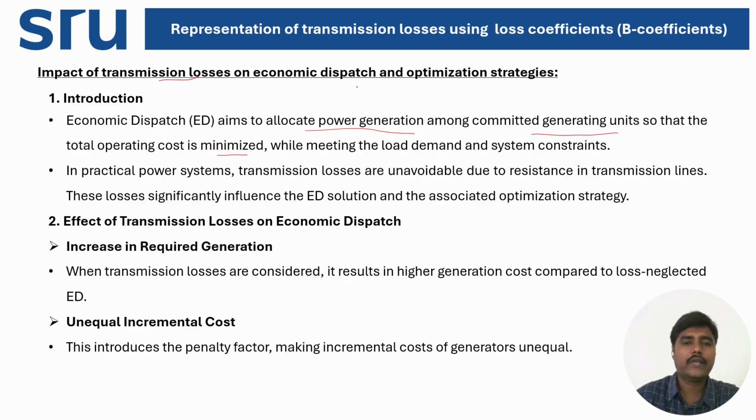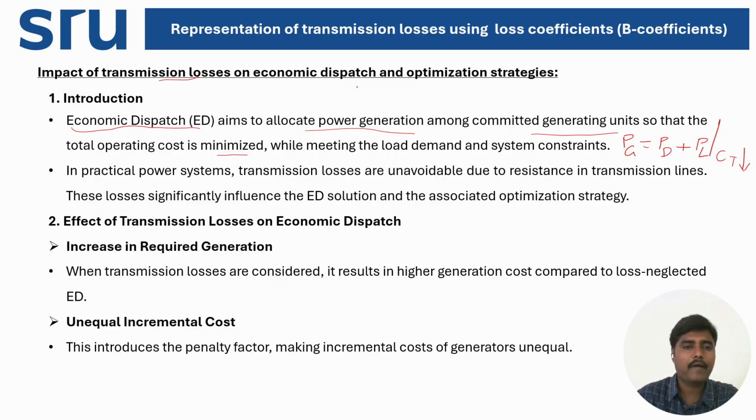Mathematically, you can express this statement as: the total power generation should be equal to the total power demand plus the total transmission losses PL, provided the total cost of generation CT is minimum. That is what we defined in the previous lectures as economic dispatch.